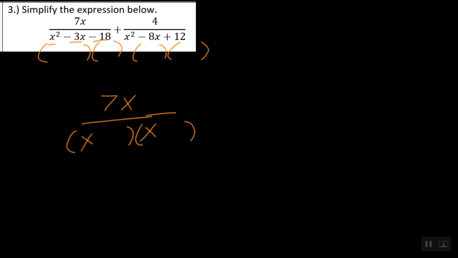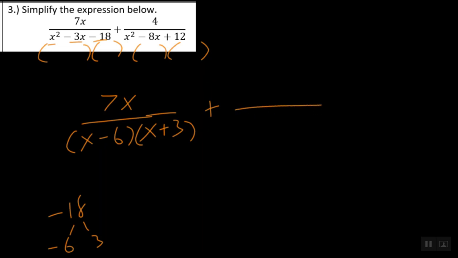So what do we want to do? Well, we still want to factor both of these, and in that way we can see what we are in fact missing. Okay, so let's write 7x over, and I want to start by factoring x squared minus 3x minus 18. Two things that multiply to be negative 18 are going to be negative 6 and positive 3. So x minus 6 and x plus 3.